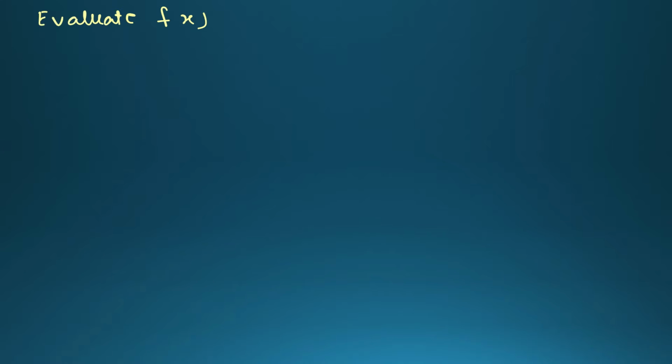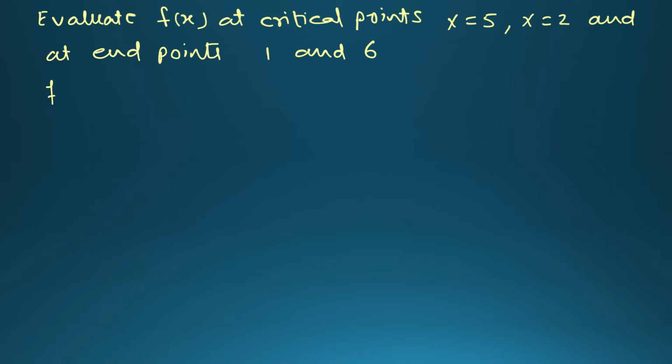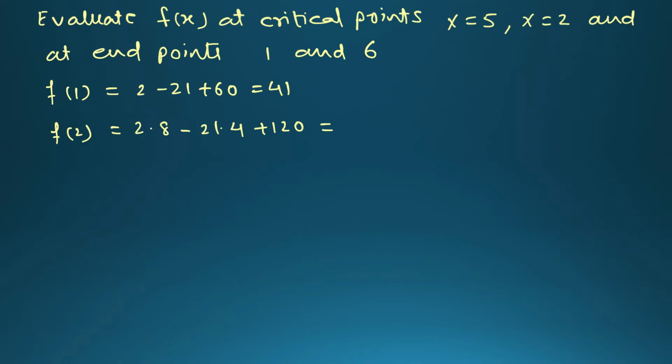Now we evaluate f(x) at the critical points x = 5 and x = 2, and at the endpoints 1 and 6. f(1) gives 2 - 21 + 60, which equals 41. f(2) is 2 times 8 minus 21 times 4 plus 120, which equals 16 - 84 + 120 = 52.